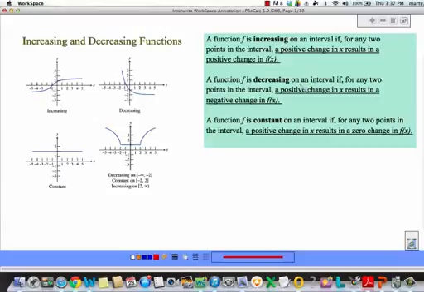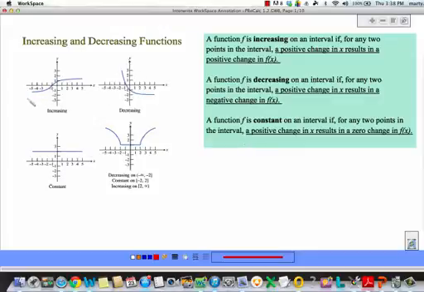Increasing and decreasing functions really have a lot to do with positive slope and negative slope. If you understand that, then this really isn't very difficult for us. We have the graphs over here, an increasing function, and here's a decreasing function. It says a function f is increasing on an interval if for any 2 points in the interval a positive change in x results in a positive change in f of x, or y. So we're basically talking about the change in y over the change in x being positive.